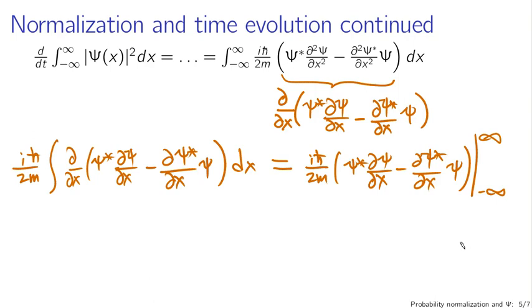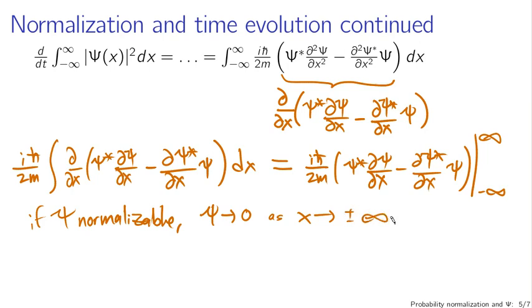Now, if psi is going to be normalizable, we know something about the value of psi at negative and positive infinity. If psi is normalizable, psi has to go to zero as x goes to negative and positive infinity. What that means is that when I plug in the infinity here, psi star, the derivative of psi, and psi, everything here is going to be zero. So when I enter in my limits, I'm just going to get zero and zero. So the bottom line here, after all of this manipulation, is that this is equal to zero.